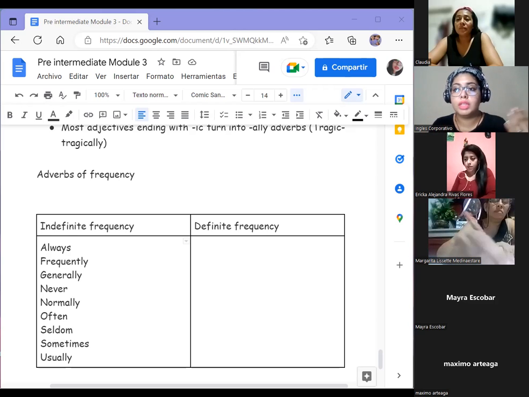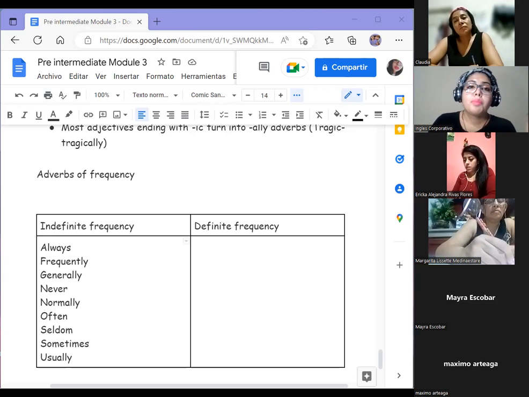In this case it is positive or negative because, for example, always is a positive connotation because we do something all the time, every day, for example.